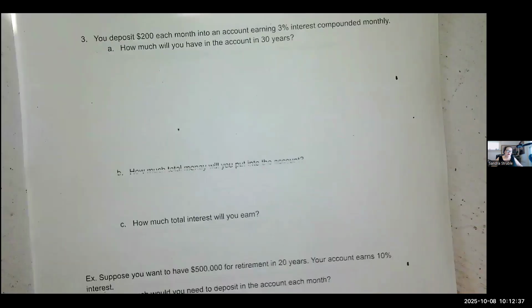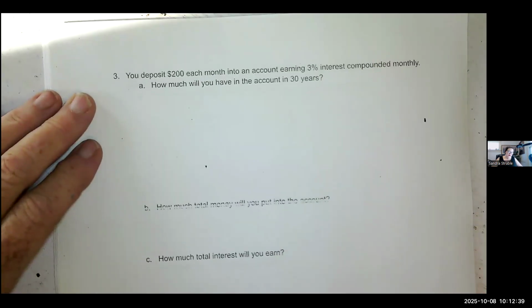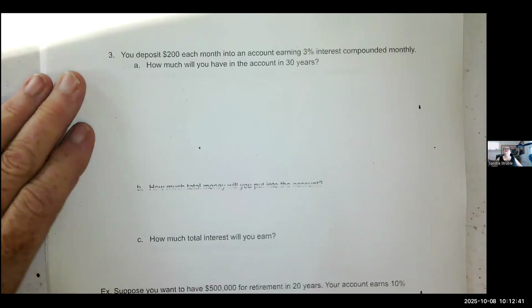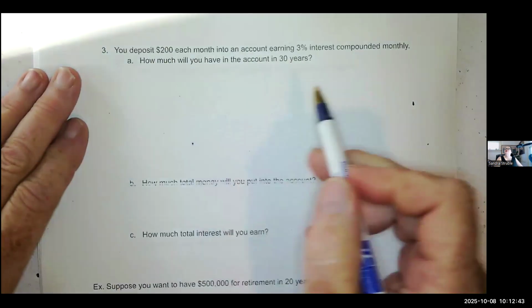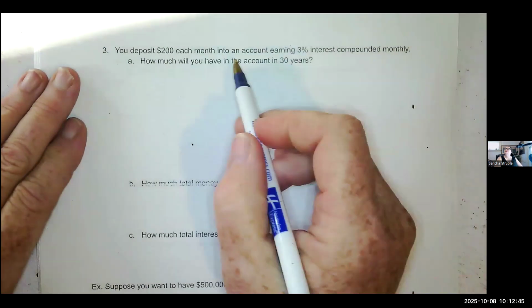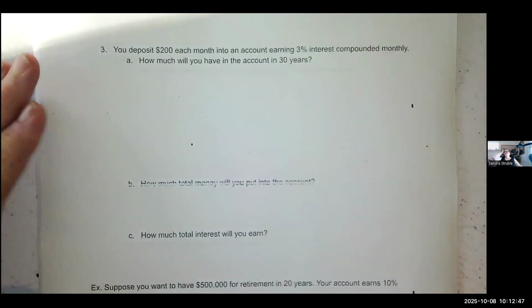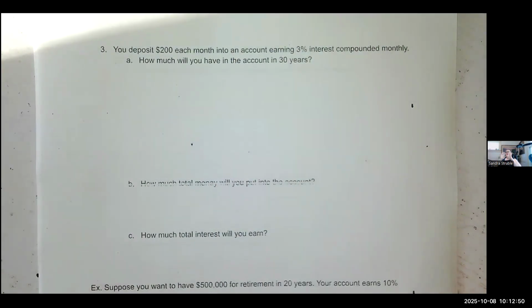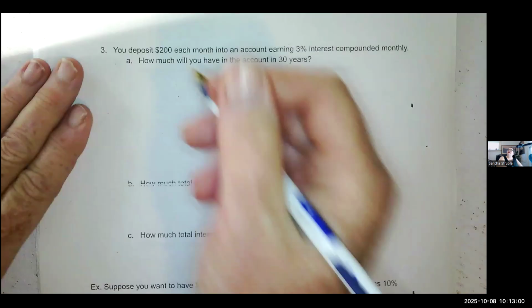I'm going to give you a chance to do one more of these before we run into a different type of setup. You're depositing $200 each month into an account earning 3% interest compounded monthly. How much will you have in the account in 30 years? Pause your video. Go do this one yourself. If you just follow along and do everything I do, you're not going to ensure that you understand this. And I want to make sure you do. So please do that, and then let me get you set up.